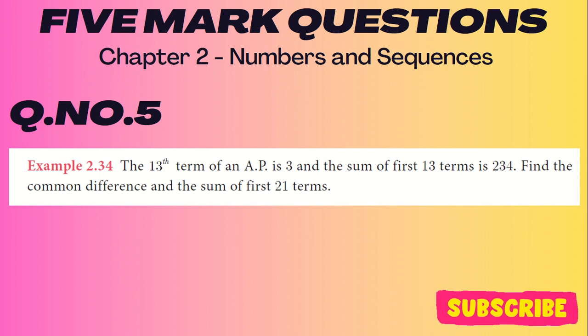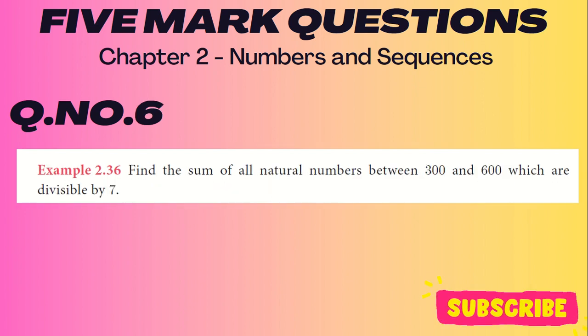Example 2.34. The 13th term of an AP is 3 and the sum of the first 13 terms is 234. Find the common difference and the sum of the first 21 terms. That is, they ask us to find the common difference and the sum of the first 21 terms. Next is question number 6.